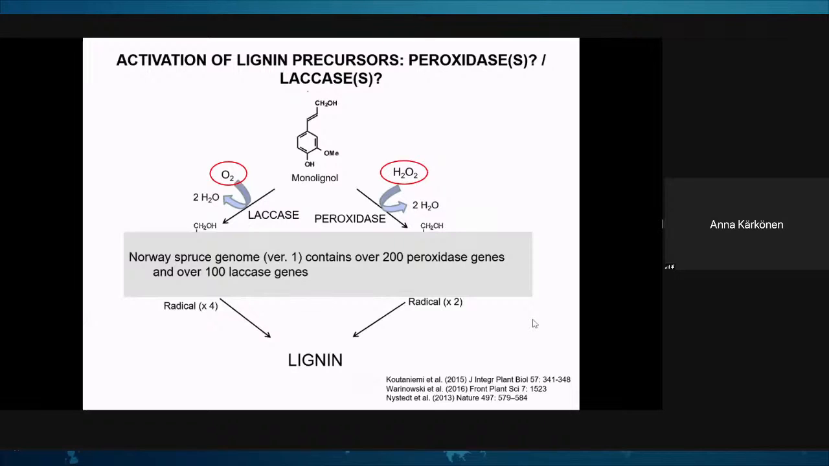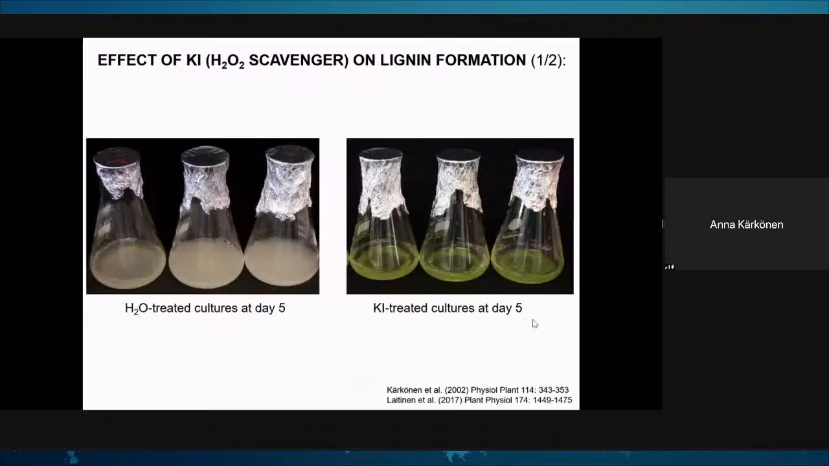Both of these enzyme types have broad substrate specificity. That's why it's very difficult to characterize a specific enzyme, because many of them utilize, for example, coniferyl alcohol, the monolignol, in vitro in enzymatic assays, but it's not a proof that they really work in lignin biosynthesis in plants. But that has been an interesting study.